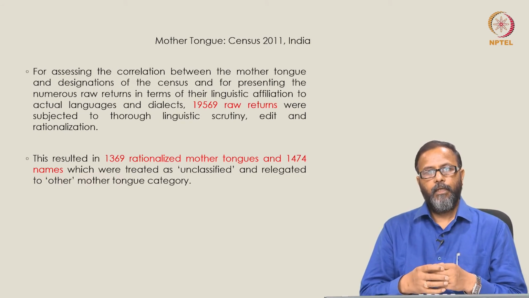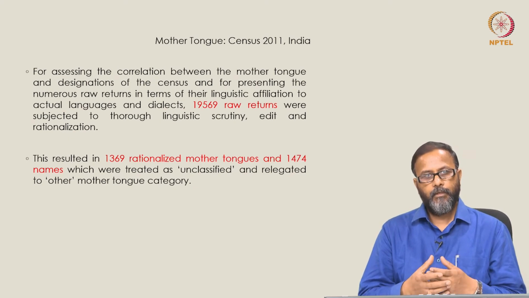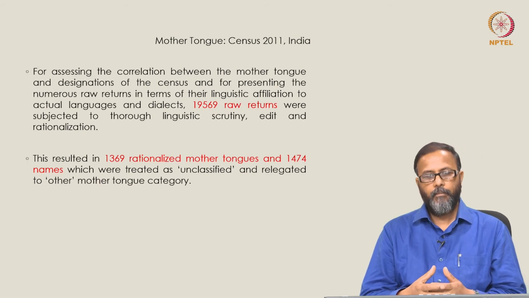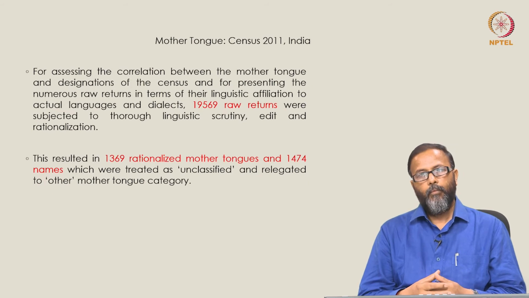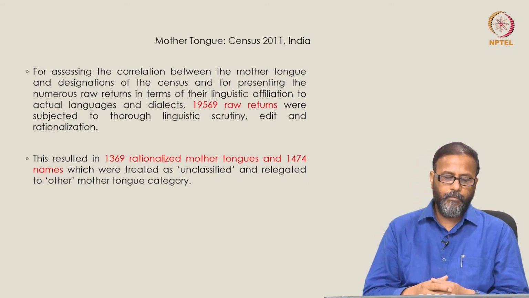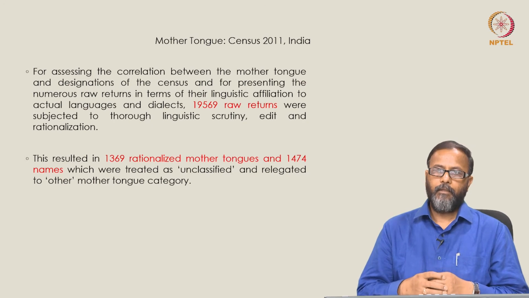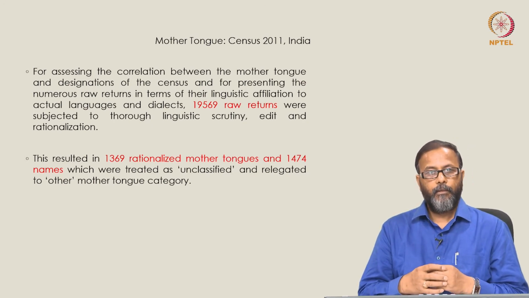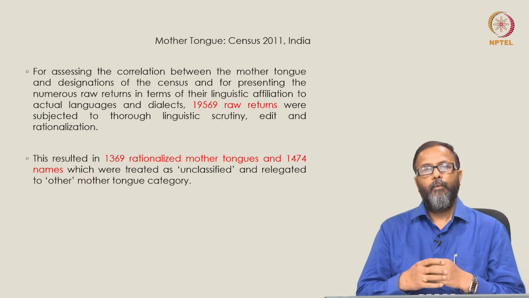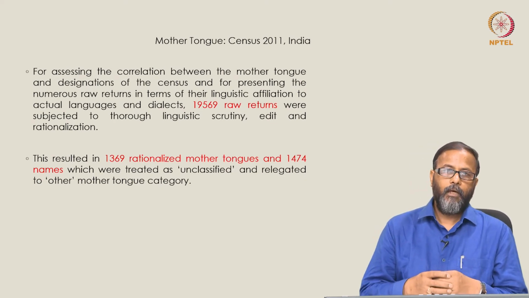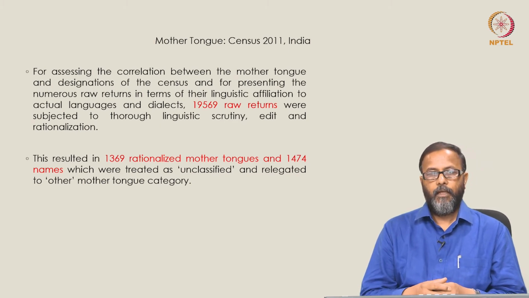And after a thorough edit, linguistic scrutiny, and rationalization, the census arrived at 1,369 rationalized mother tongues and 1,474 names which were treated as unclassified and relegated to other mother tongues category. But still, we could categorize and identify 1,369 varieties as mother tongue, approximately 1,400, right?